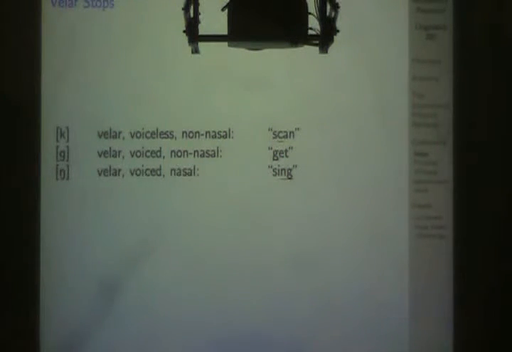There is no letter for this in our orthography, and so finally we find an IPA symbol that isn't copied from the Roman alphabet. It's an N with a little hook on it. It's called an engma. That's its name.